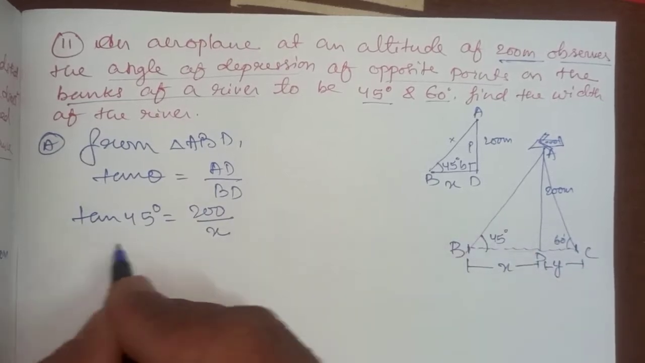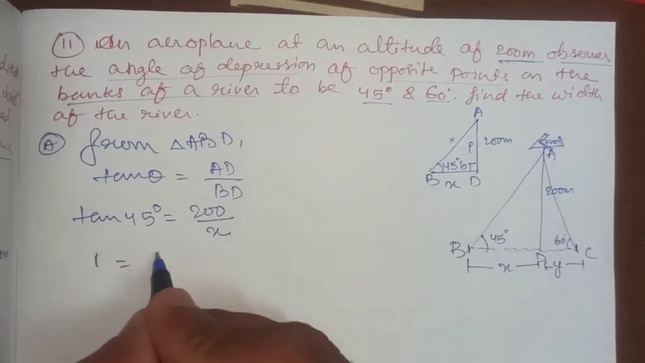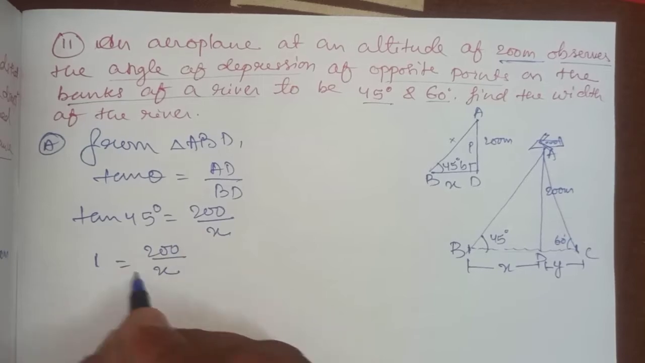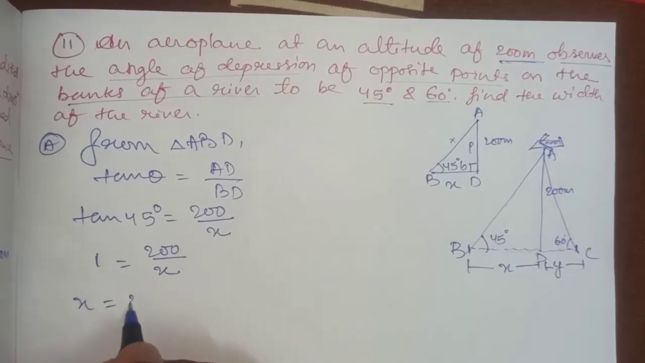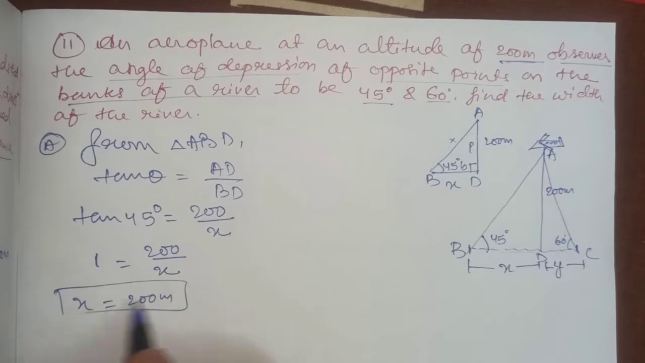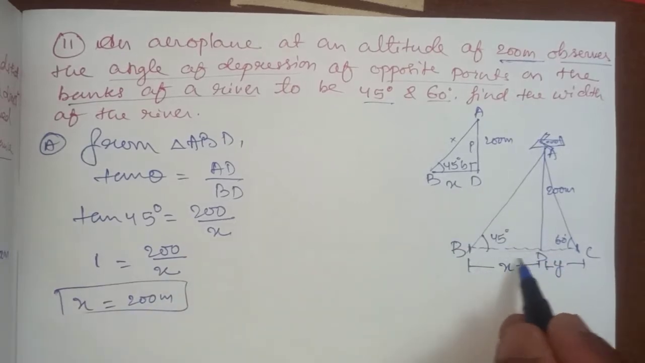BD is x. Tan 45 is how much? Tan 45 is 1. 200 by x equals 1. Multiply x here, x equals 200 meter we will get. Okay, so the value of x we got is 200 meter.